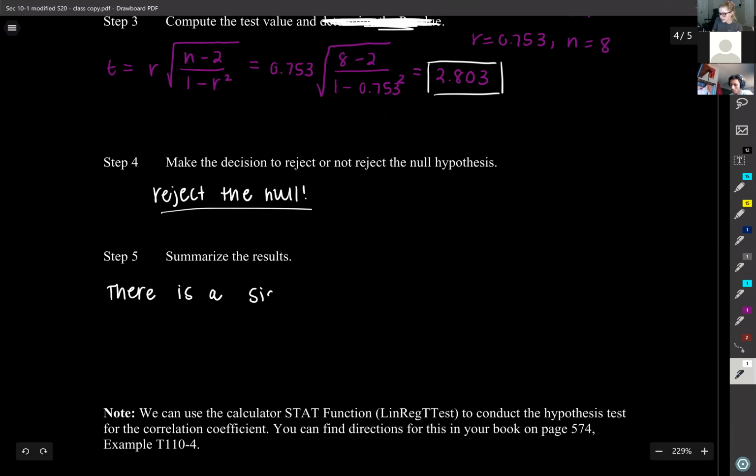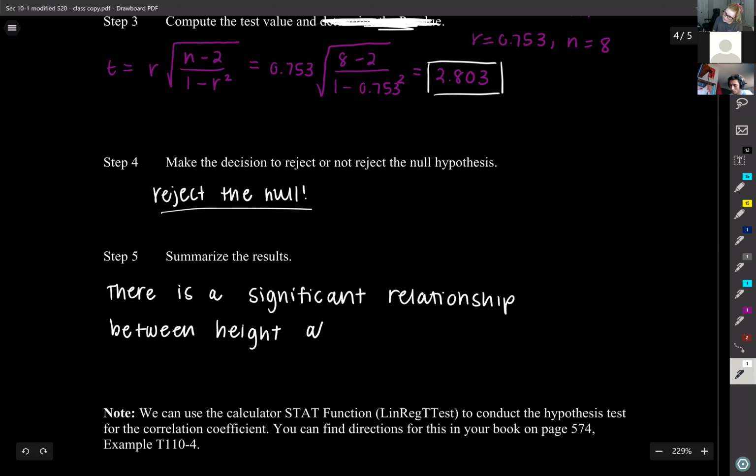So there is a significant relationship between height and handspan. And there we go.